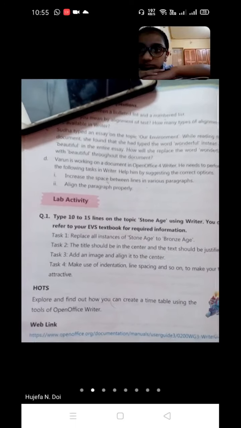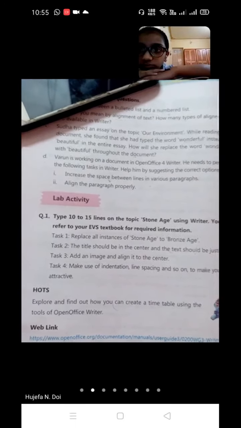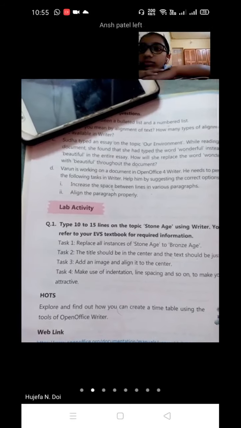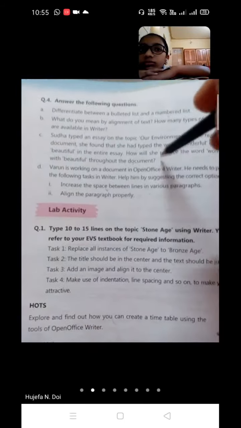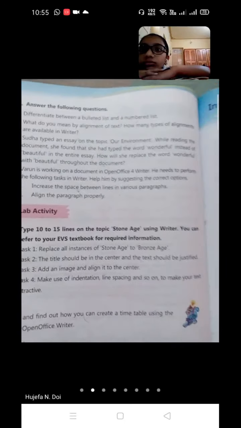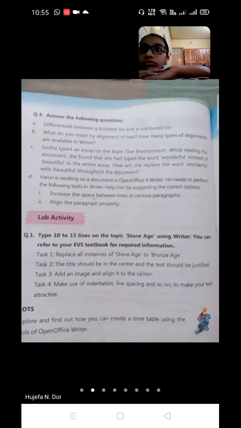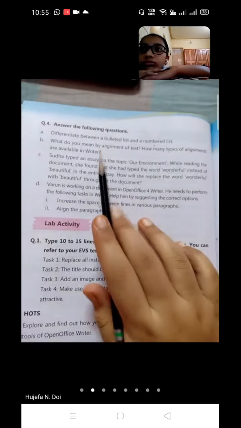Again, I am repeating, no need to write down question number 1, 2 and 3 in the notebook. You have to write them only in the textbook. Only question number 4 you have to write in the notebook after the assignment that I send on Saturday. पहले आपको वो असाइनमेंट अपनी नोटबुक में लिखना है, उसके बाद ये क्वेश्चन नंबर 4 लिखना है.